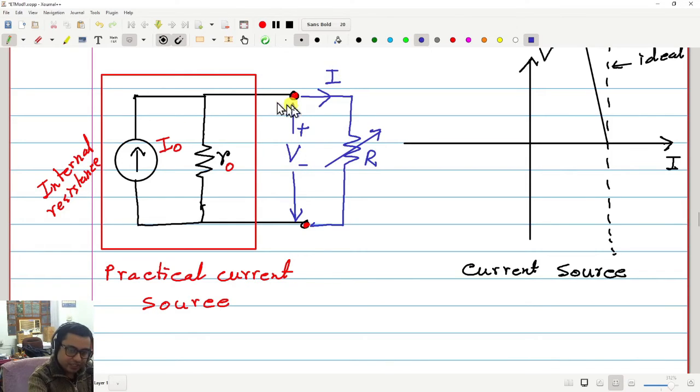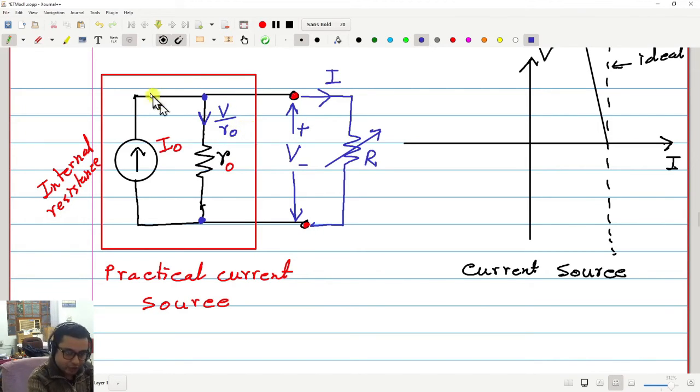See, if this voltage from here to here is V, then how much is the voltage from here to here? From here to here? V. It is also V. Absolutely right. Then how much current is flowing here? I naught minus I. Here, first here. At this point, it is V naught divided by R naught.